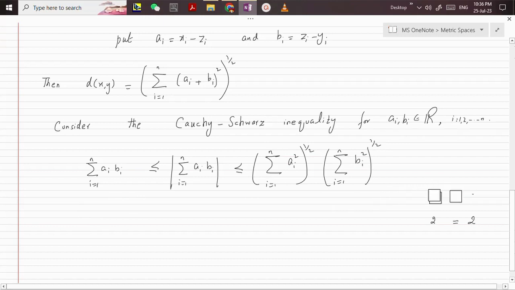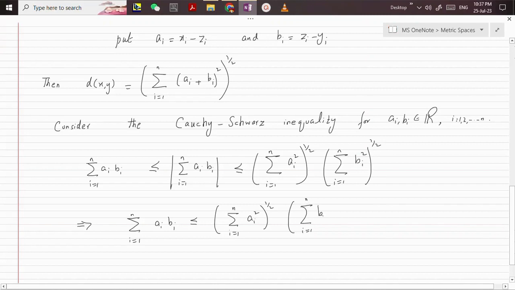So this implies that summation i from 1 to n ai bi is less than or equal to summation i from 1 to n ai square whole power 1 by 2 into summation i from 1 to n bi square whole power 1 by 2.